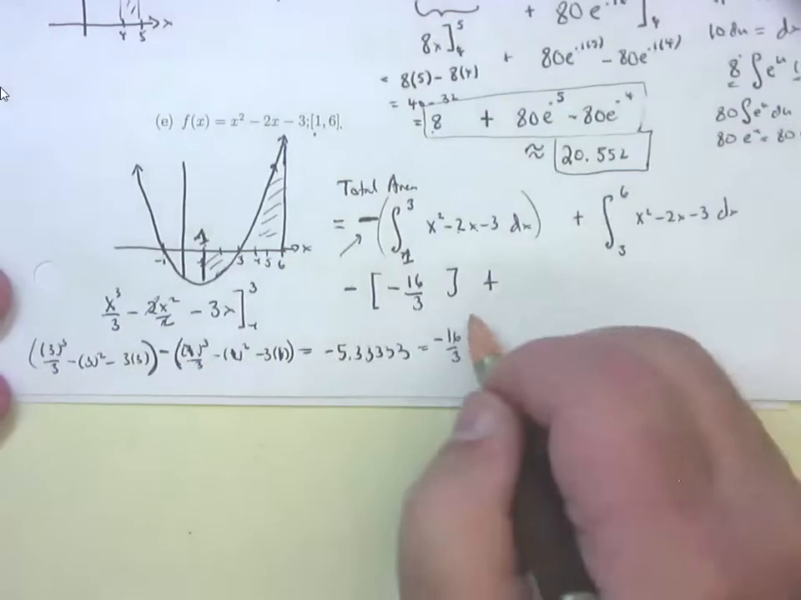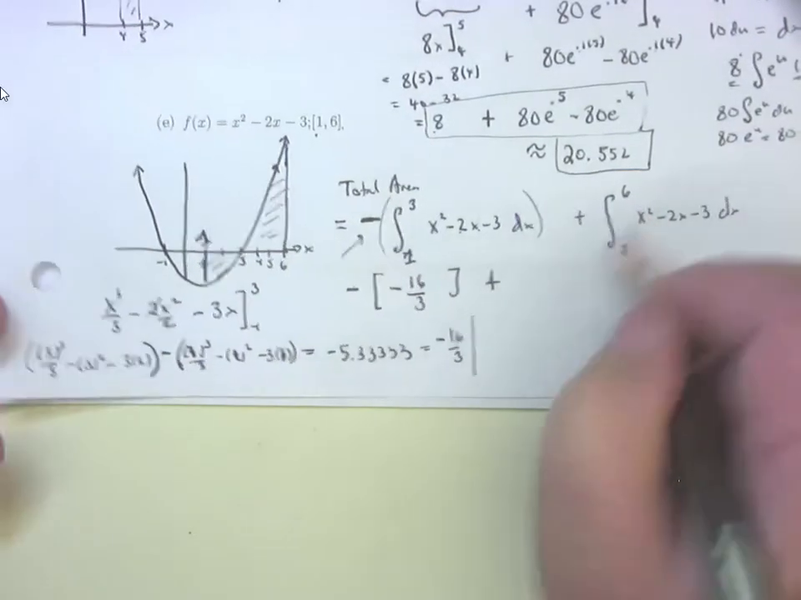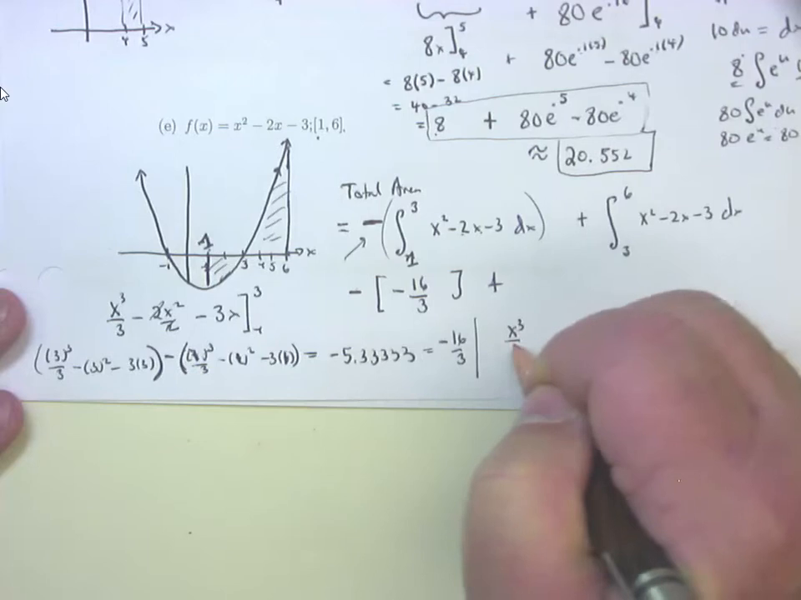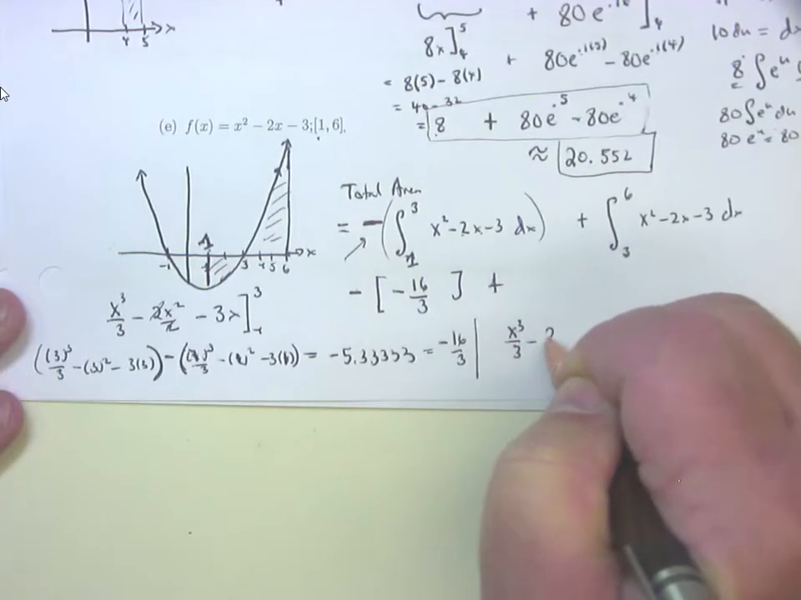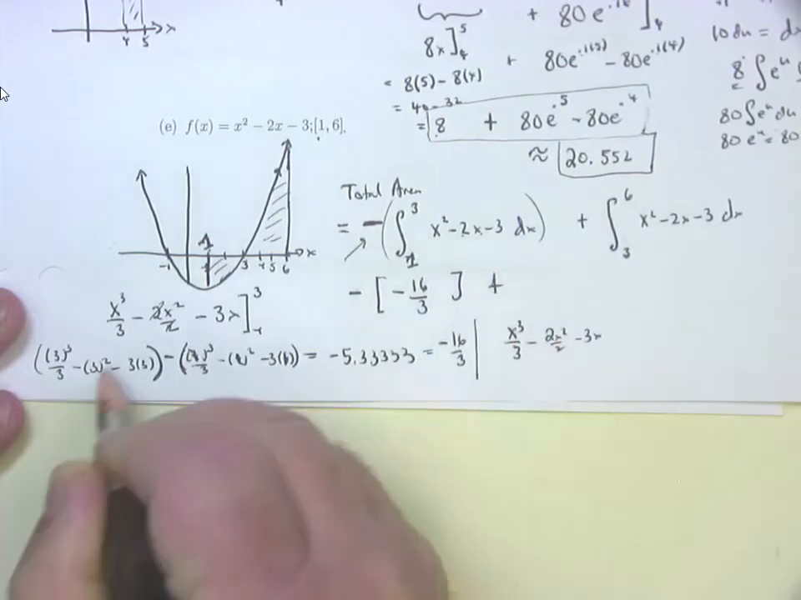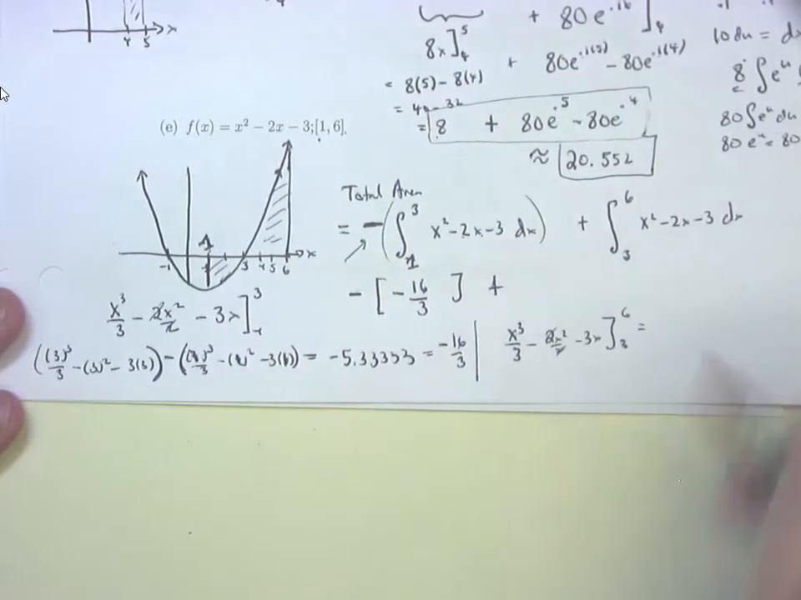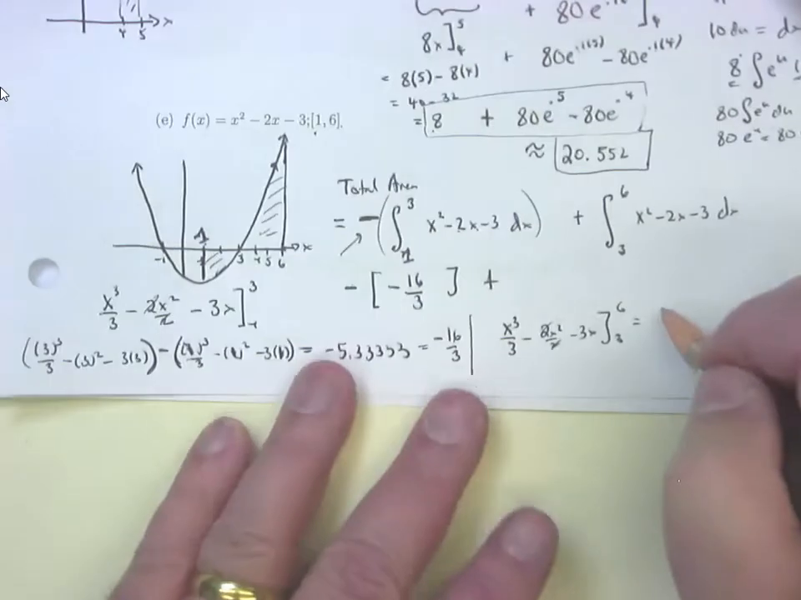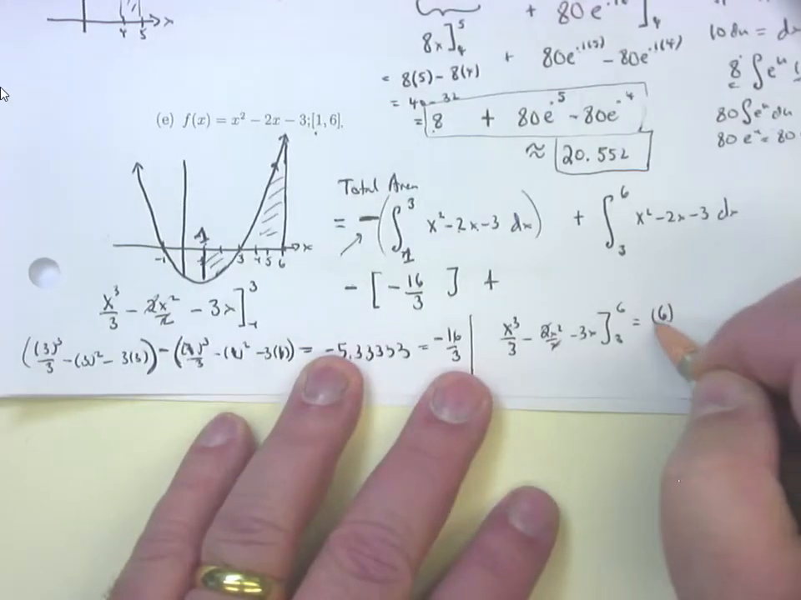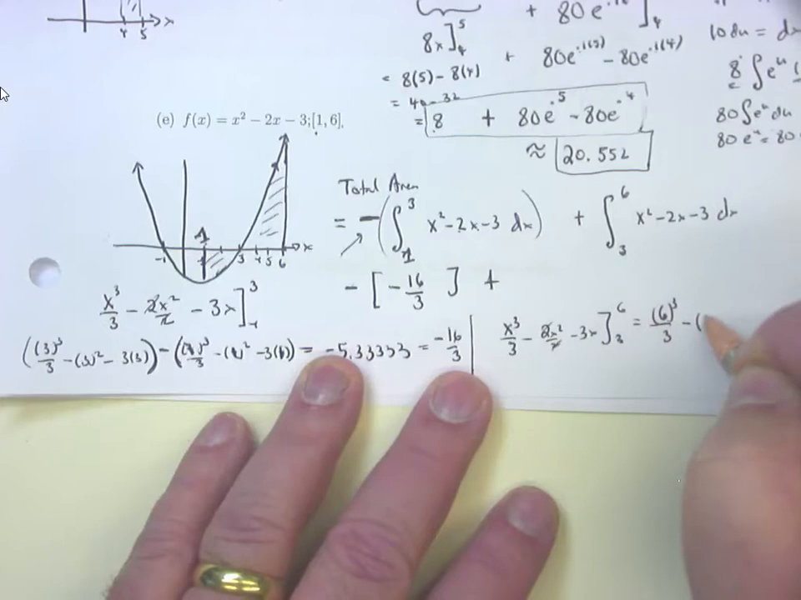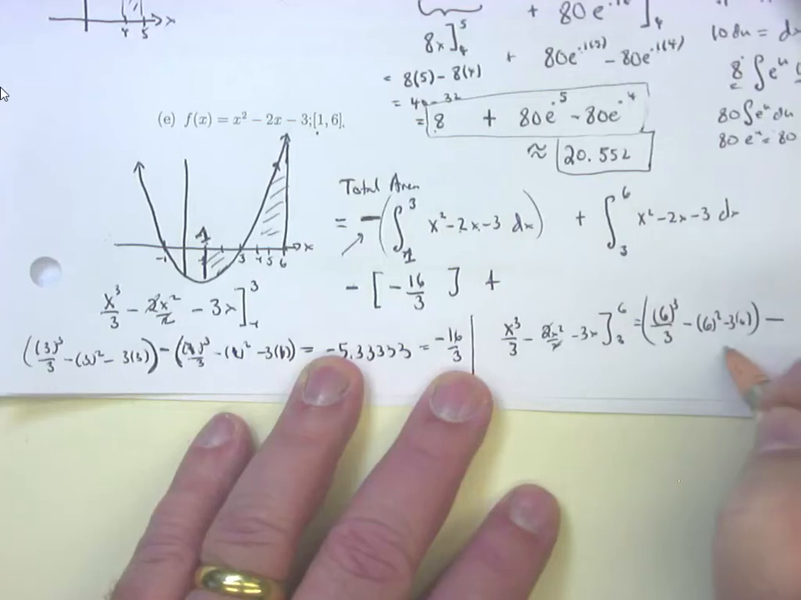And then I'm gonna add that to the answer over here. When I integrate from 3 to 6, integrating this guy, this would be x cubed over 3 minus 2x squared over 2 minus 3x. Notice it's the exact same function again, 2 cancel. Evaluated from 3 to 6, you plug in top minus plug in bottom. This would be 6 cubed over 3 minus 6 squared minus 3 times 6 minus plug in bottom, plugging in 3. That would be 3 cubed over 3 minus 3 squared minus 3 times 3.